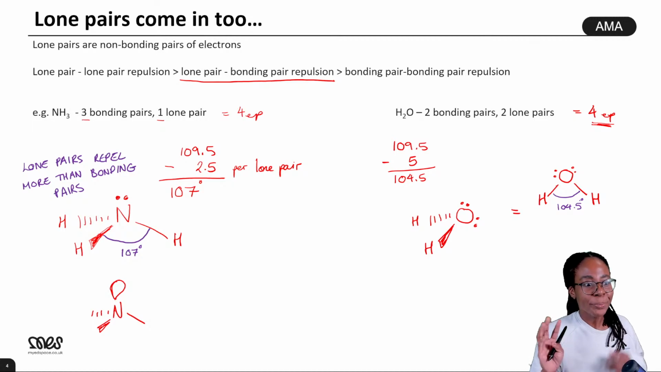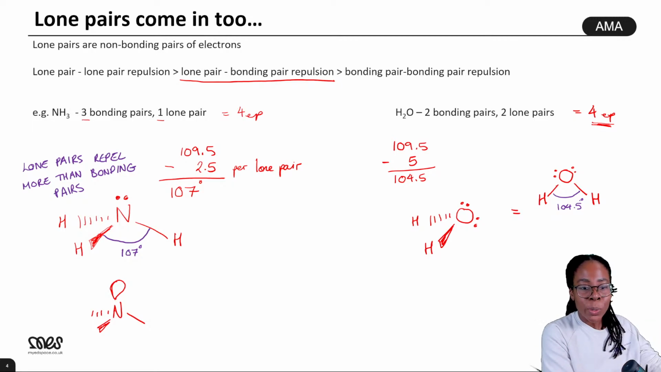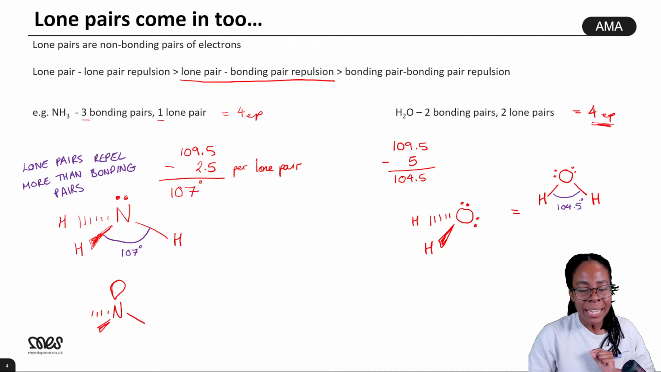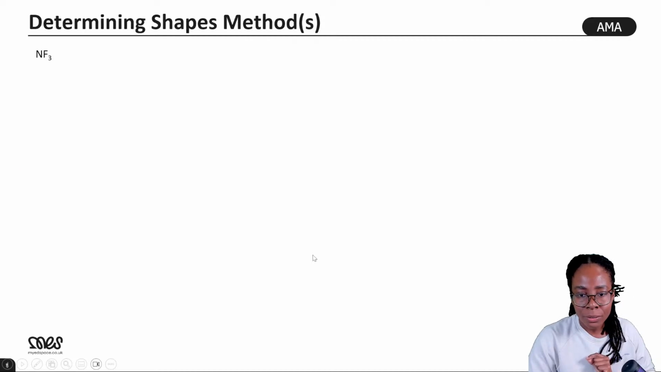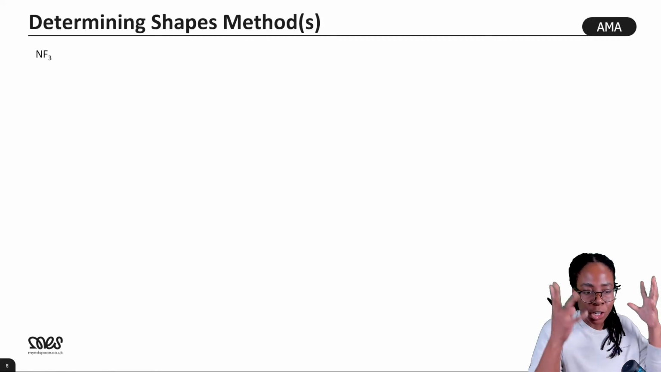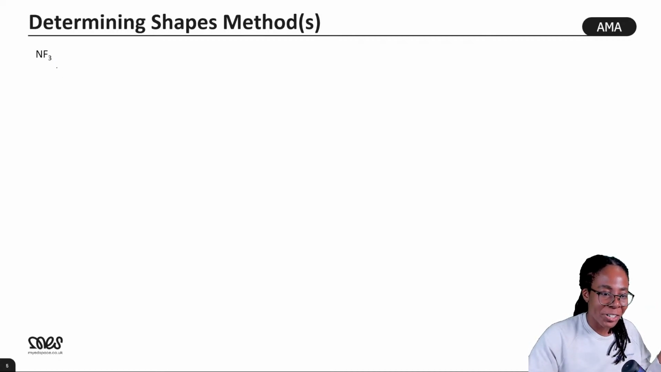Great. Okay. So this is the basis, how we can draw our shapes and how we can determine the bond angles. But we need to know, based on just the formula, how many bonding pairs and how many lone pairs there are. There are a couple of ways we can do this. I'm going to show you the dot and cross first, just so that you can see where all of this is coming from. So if we have NF3, we kind of just saw that, but let's do it anyway.